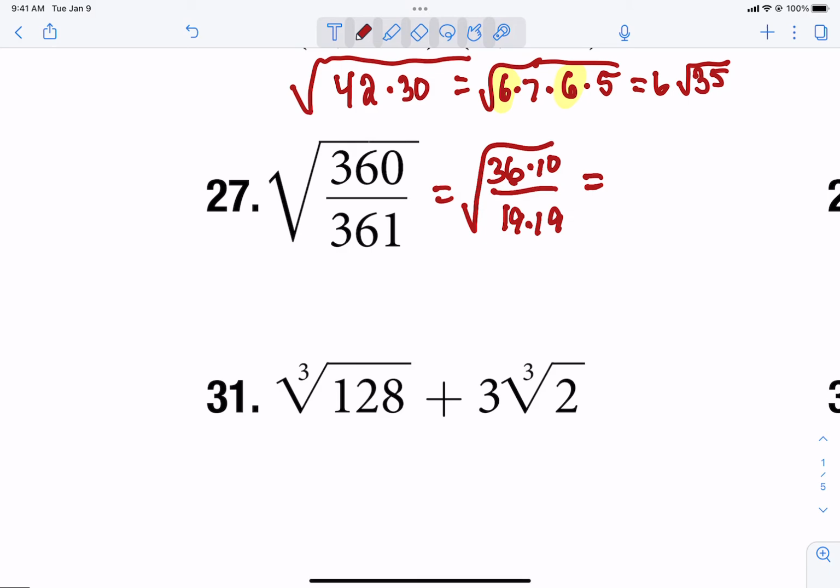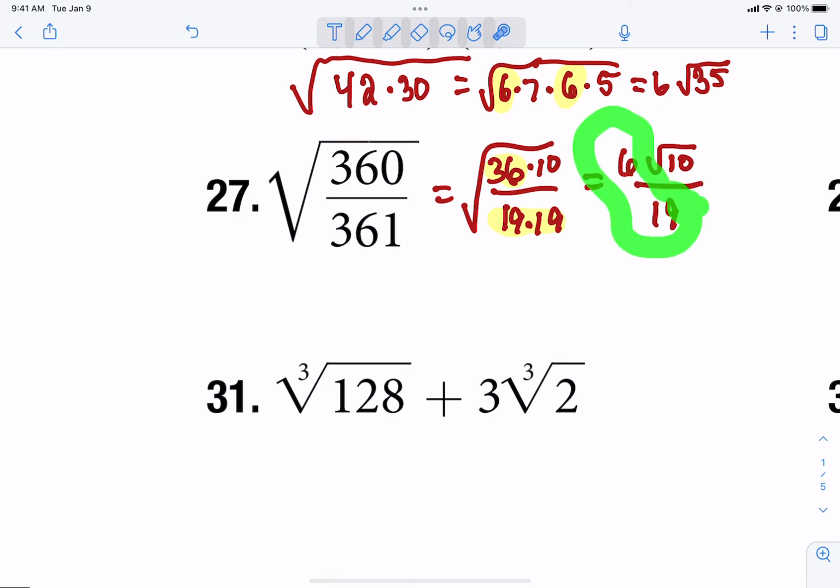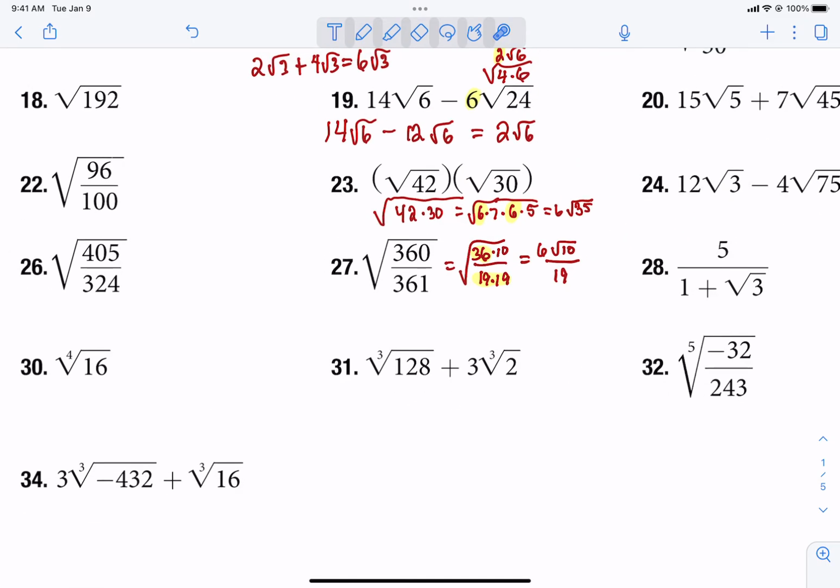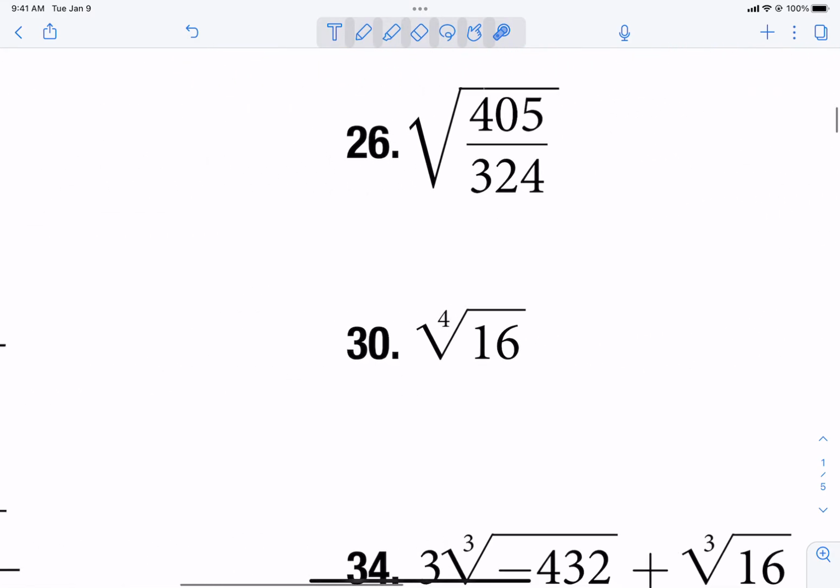Okay, so what do we have? On top, the only perfect square we have is 36. On the bottom, that's 19 times 19, or 19 squared. So we do have some things that can come out of there. 6 can come out on top, which leaves a 10 up there. 19 squared is in the bottom, so that's a 19. And then you always want to check with fractions, are the pieces on the outside reducible? 6 over 19 isn't reducible, so you're good. Sorry that took me so long.